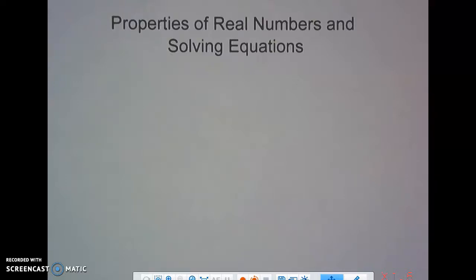Today we're going to be talking about the properties of real numbers and solving equations. There are a lot of different properties that we're going to be talking about today, so just make sure that you're paying attention to all of them, and we'll talk about which ones are important as well as we go.